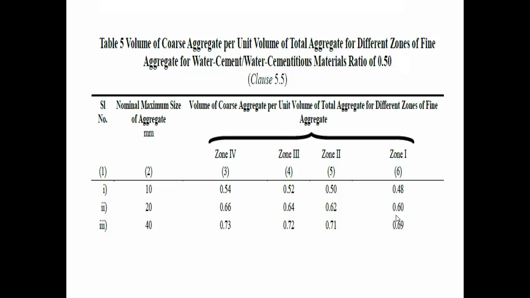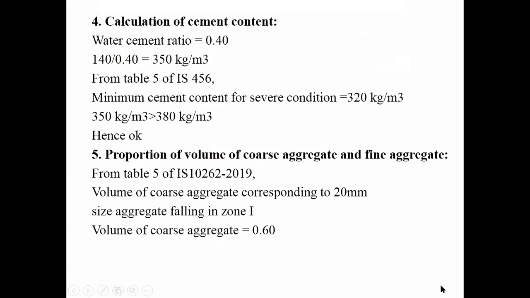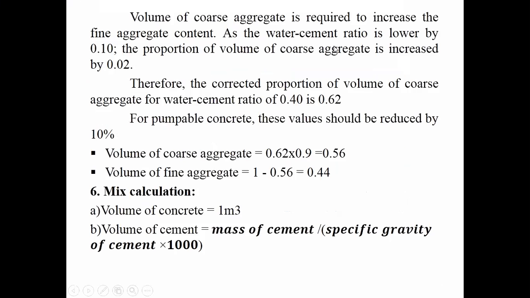You can take this value as 0.60. After taking that, you will adopt some corrections in the design. Let us see what corrections we are going to do, that is what is given here. As the water cement ratio is lowered by 0.1, you can see here with respect to 0.5, 0.4 is reduced by 0.1. The difference between 0.5, the standard case, and the 0.4 that you obtained in your design, that 0.5 minus 0.4 is 0.1.